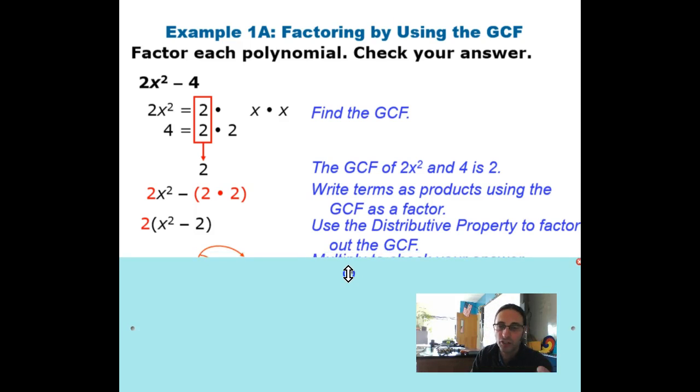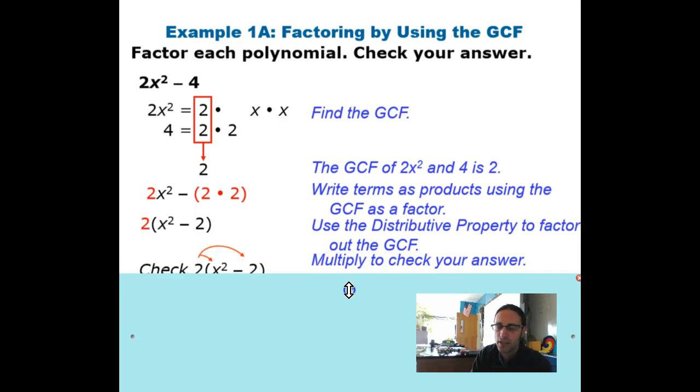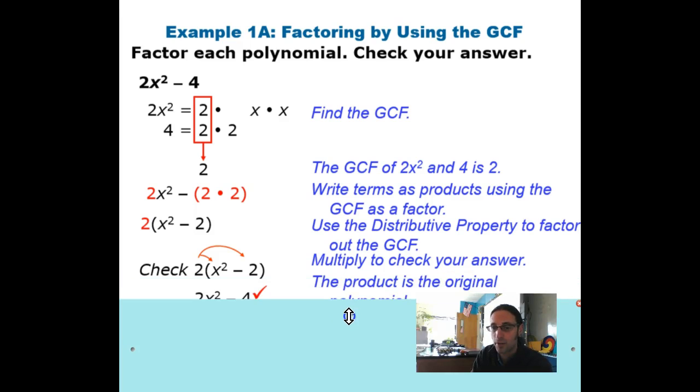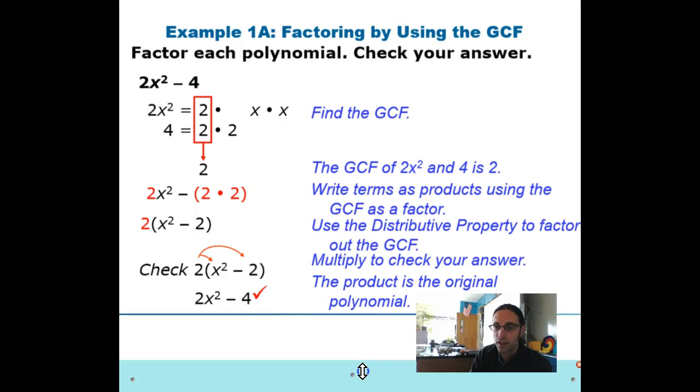And then what I want to do here is actually check my work. So, did what I factored out make sense? Can I distribute it back to get the original problem? Right? 2 times x squared is 2x squared, and 2 times negative 2 is indeed negative 4. Therefore, my answer checks out.